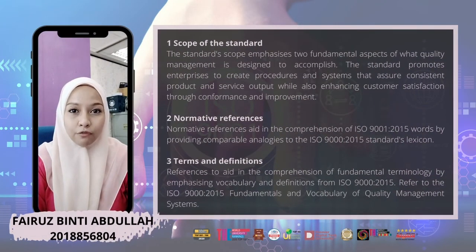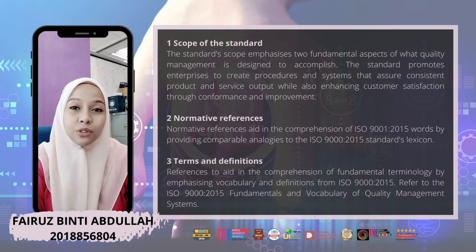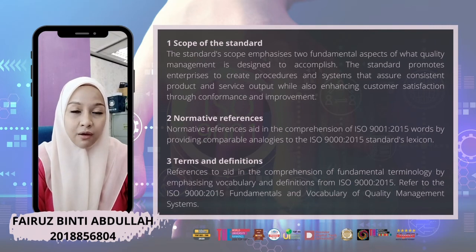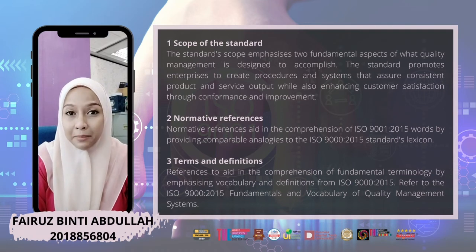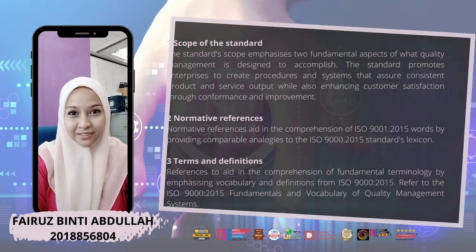Two key goals of quality management are emphasized throughout the scope of the standard. Companies are encouraged to develop methods and systems that ensure consistent product and service production while also improving customer satisfaction through conformity and improvement. The ISO 9000:2015 standard is compared to the ISO 9001:2015 standard through normative references. The emphasis on ISO 9000:2015 vocabulary and definitions is meant to aid in the understanding of basic terminology.